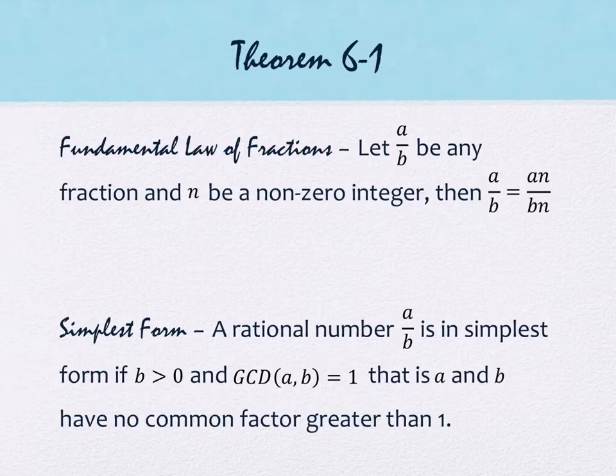Simplest form puts us at our next description. A rational number a over b, as long as b is greater than 0, is in simplest form when the greatest common divisor of the numerator and the denominator is 1. Another way of saying that is that a and b have no common factors greater than 1. There's nothing in common that they can both be reduced by anymore. So that's simplest form.